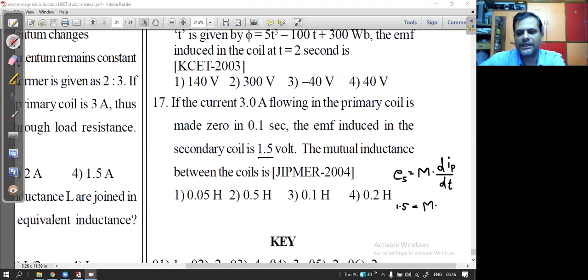Here we need to find mutual inductance, and the current of 3 ampere flowing in the primary is made 0 in 0.1 seconds. That means the change in current is going to be 3 minus 0, meaning 3 here, and it is made in time 0.1 seconds. So if we solve this further, 1.5 is equal to M into 30, right? So M will be 1.5 upon 30, which is 15 upon 300, which is 1 upon 20, which is 0.05. So the first option is the correct option.